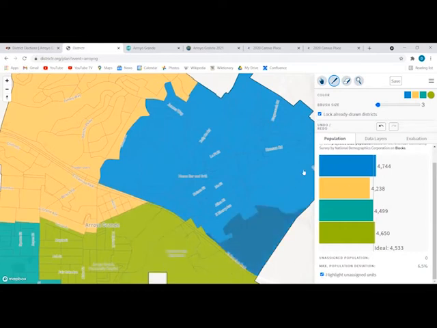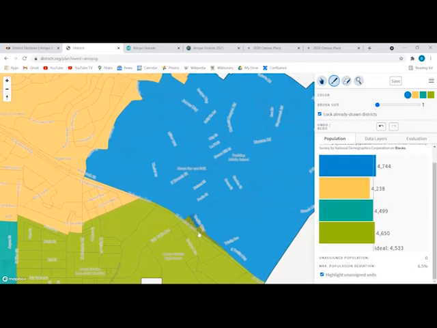And I can make this area blue so that everything on this side of the freeway gets colored the right way. Oh, it's not letting me do that because I locked already drawn districts. So uncheck that, and then it turns blue. So now you'll see that the unassigned population is 0. So every part of the city is covered, which is good.